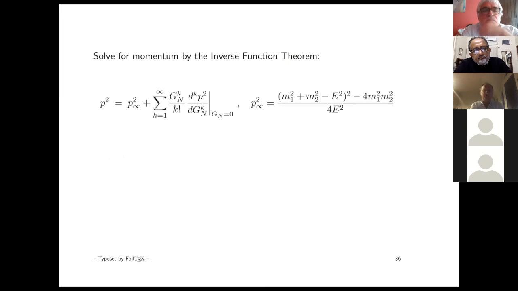There's an inversion theorem that tells us what it is. And it gives this. It says p squared, the three-momentum in the center of mass frame of the two scattering particles, is equal to p infinity squared, which is the incoming momentum from infinity, and then something that depends on G, Newton's constant, because now there's also the potential terms. And there's an infinite expansion like this.